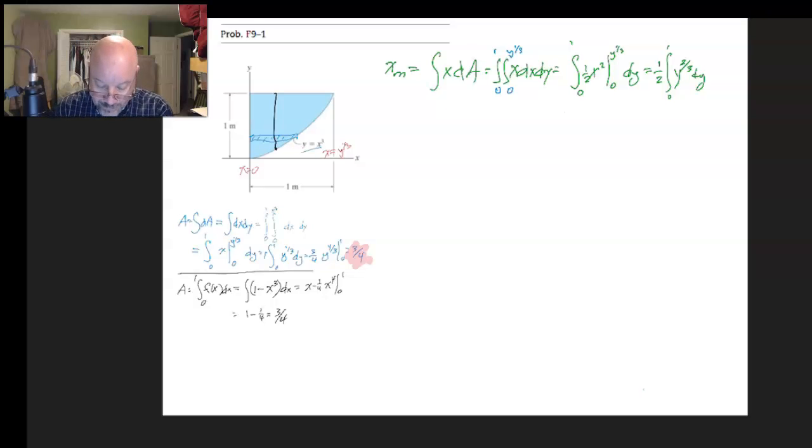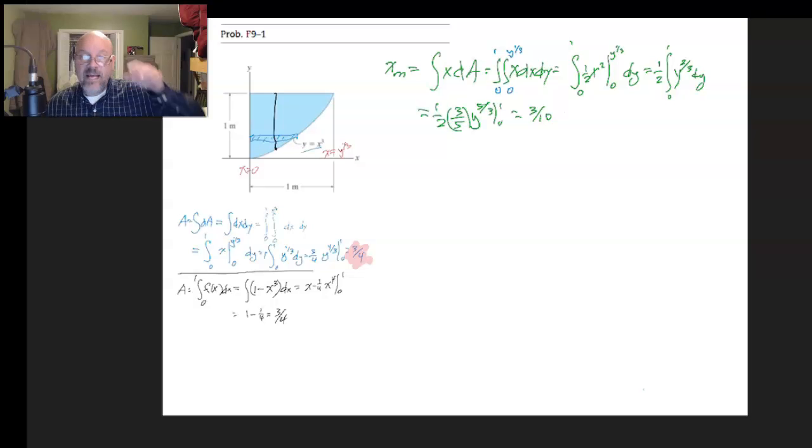Now I do the rest of my integration here. I still have that half out front. My y to the 2/3 becomes y to the 5/3, but I have to put a 3/5 out here to adjust for that. 0 to 1. So we're just going to be left with 3/10. That's my x moment. That is not the centroid.